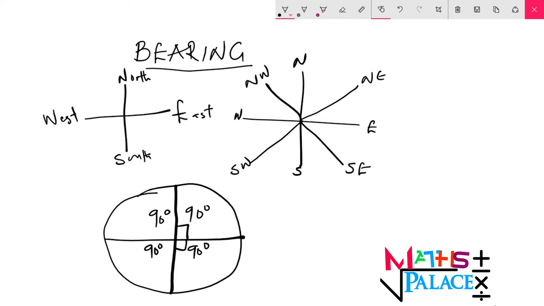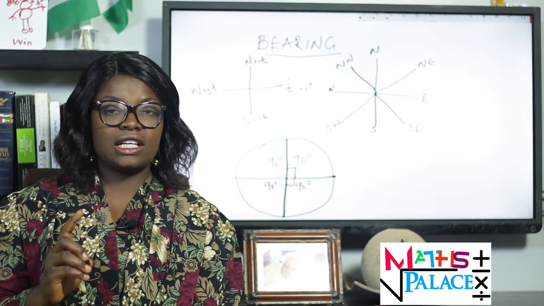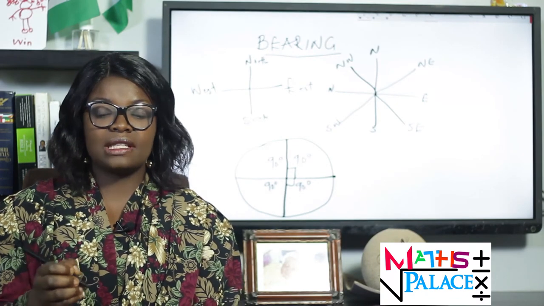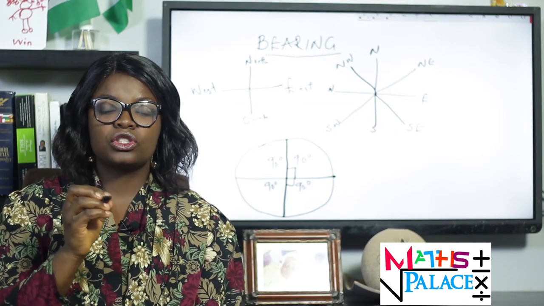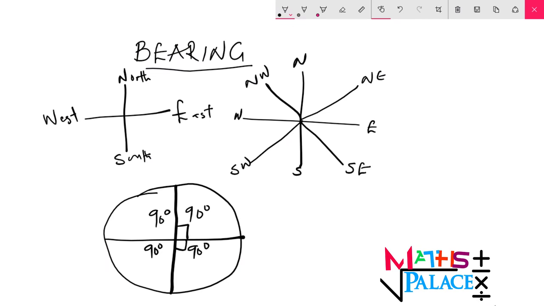Now, this is the same as we have it for the cardinal points. From the north to the east, we have 90 degrees. Take note, if I move from the north to the east, to the south, to the west, and back to the north, that means I have completed one revolution, and that is 360 degrees. From the north to the east is 90 degrees, from the east to the south another 90 degrees, from the south to the west another 90 degrees, and from the west back to the north, which is the origin, another 90 degrees. So that makes a complete revolution of 360 degrees.